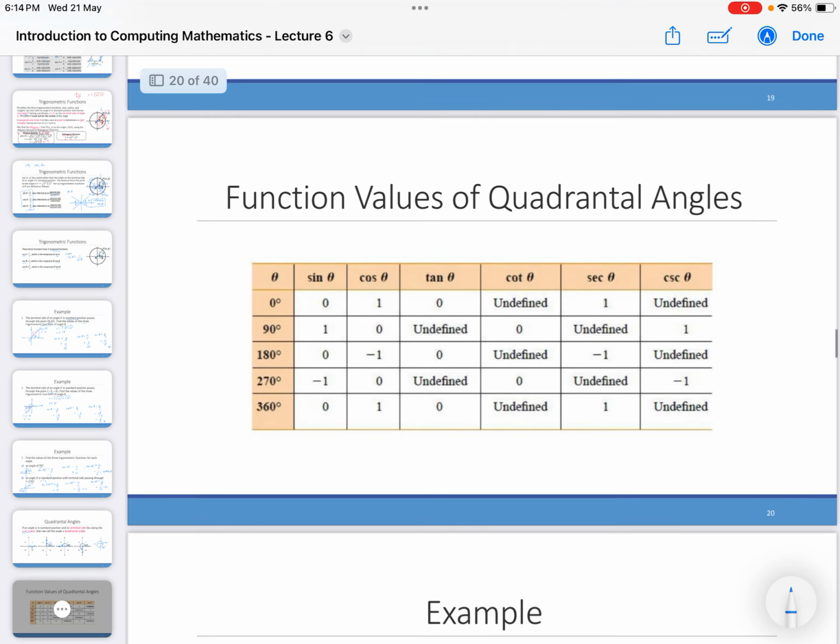Okay, in this table I put the trigonometric functions, the sine, cosine, tangent, and also the cosecant, secant, and cotangent for the quadrantal angles. So you can see this table.